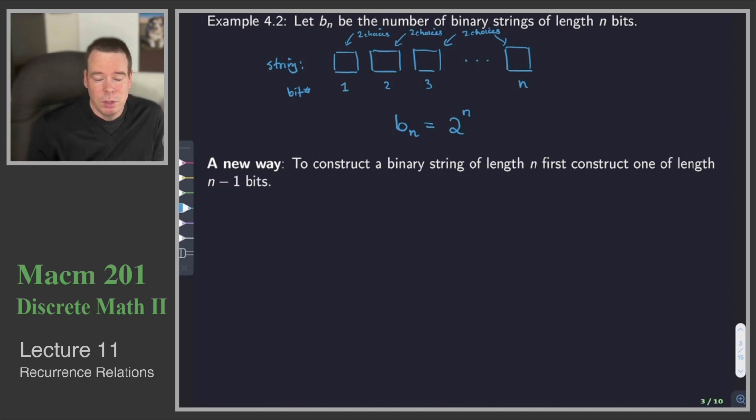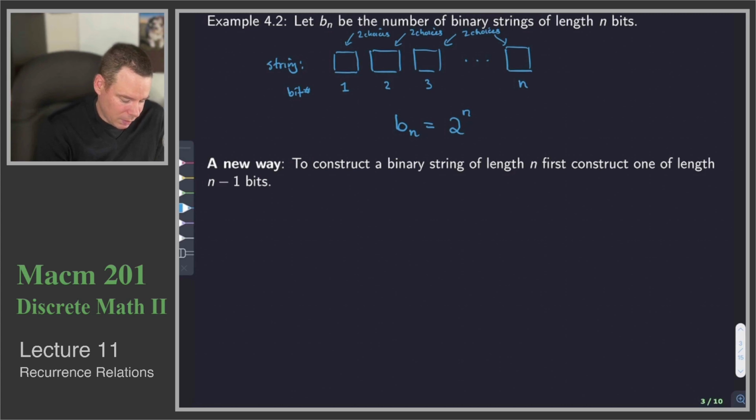Now typically we wouldn't do this because we already have such a straightforward way to count this particular object. But if we are thinking about maybe not just counting, but generating binary strings, this would be a very natural way to generate them. How do I generate all the binary strings of length 5? I would generate all the ones of length 4 and then put an extra bit on the end to generate more strings of the longer length. And so that's our idea here.